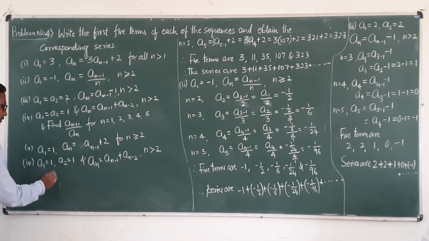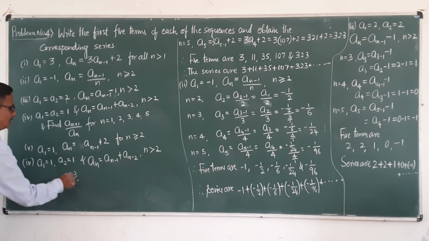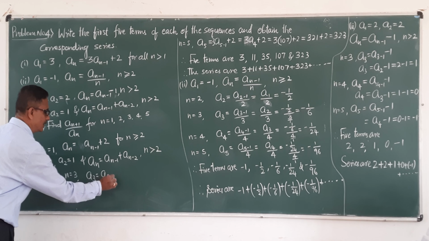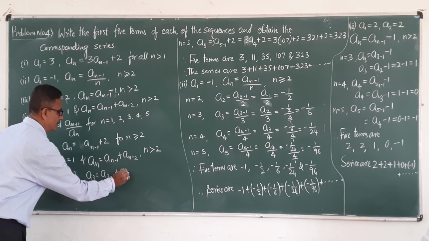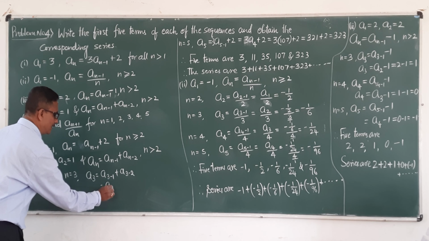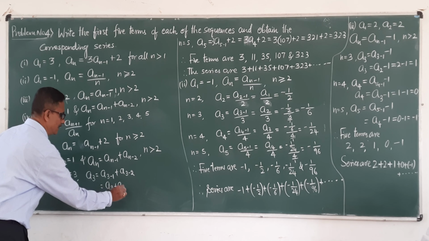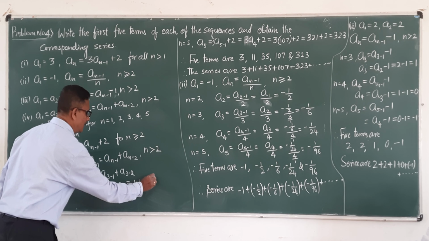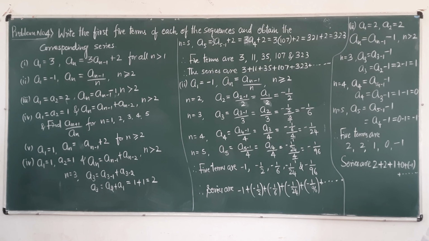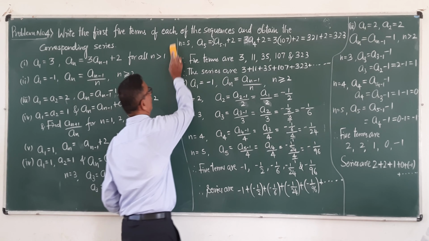More than 2, what do we say? n is equal to 3, right? Okay, put n is 3. A3 is equal to A 3 minus 1 plus A 3 minus 2. That is A 3 minus 1 is 2, A 3 minus 2 is 1. That is, but the A2 value is given 1, A1 value is also 1. 1 plus 1. So the A3 value is 2, right? Then put n is equal to 4.